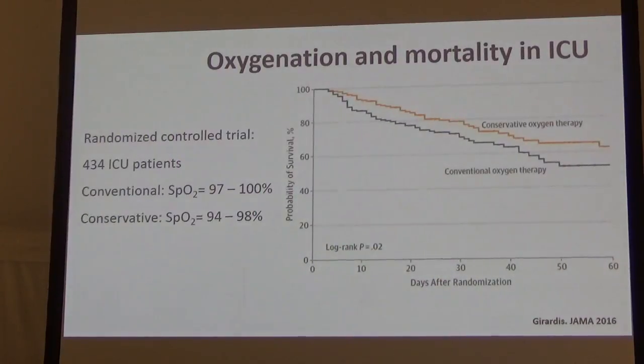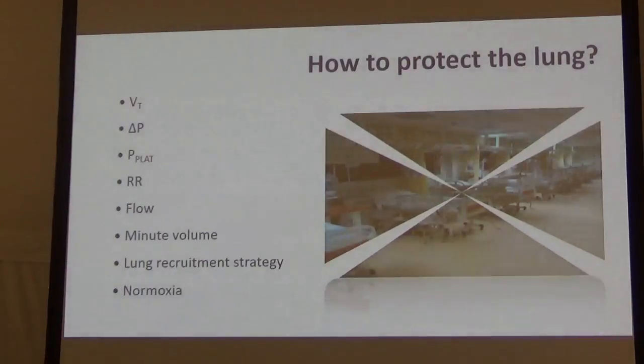Well, there is a prospective randomized controlled study that compares two strategies for the target SpO2: a conventional one, 97 to 100%, meaning a high risk of hyperoxemia, and a conservative one, 94 to 98%. And as you see, the survival was better when we used the conservative approach. So it's not only a matter of volume, pressure, ergotrauma, but also oxygen is lung protective.